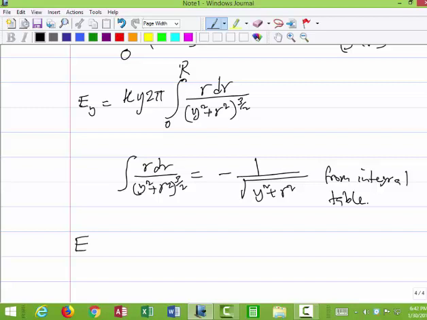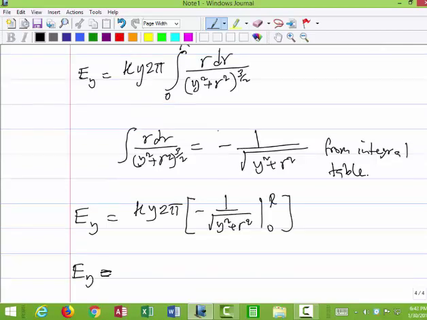So the electric field in the y direction, we'll just write it as k, and we'll change the k later on. We have y already out there, so we have ky times 2 pi, and then we have minus 1 over the square root of y squared plus r squared, from 0 to r.